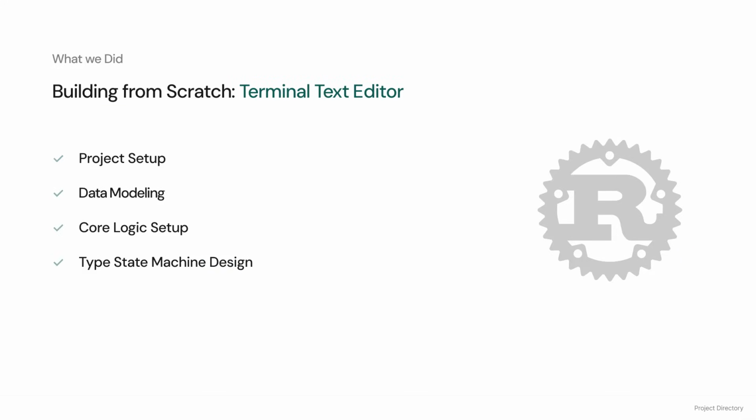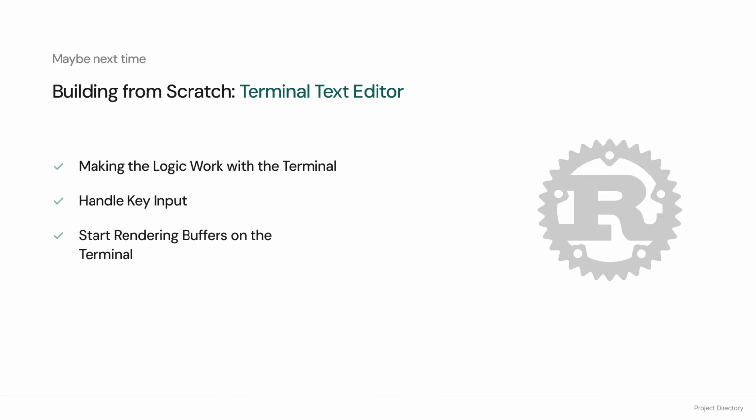And that's it for the core logic setup. We've gone from a basic struct to a robust type-safe state machine using Rust's type state pattern. In the next part, we'll actually hook this up to the terminal, handle real keyboard input, and start rendering our text buffers to the screen. I think. I don't even know yet.